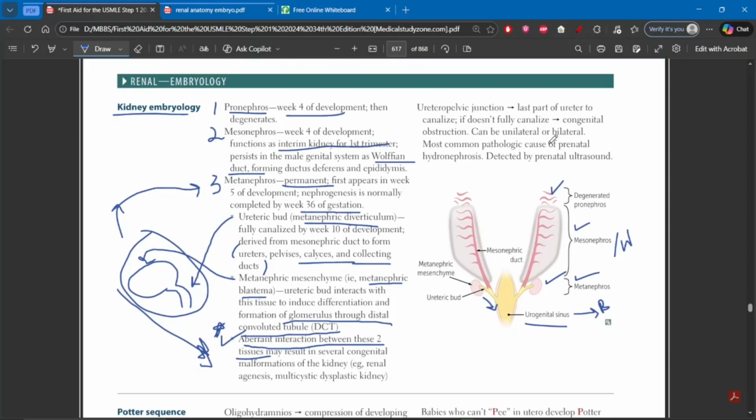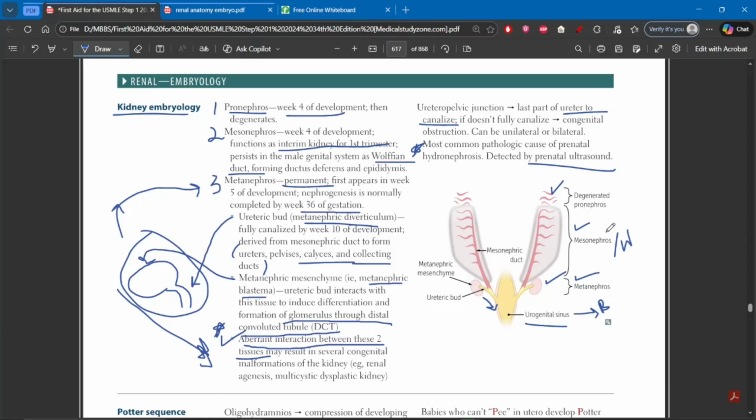Ureteropelvic junction is the last part of the ureter to canalize. So this is an important point. If it doesn't fully canalize, there would be congenital obstruction, of course, and it can be unilateral or bilateral. The most common pathologic cause of prenatal hydronephrosis is detected by ultrasound. Obviously, any problem with the genitourinary system prenatally is detected by ultrasound. Any structural problem in the fetus is always detected by the prenatal ultrasound.